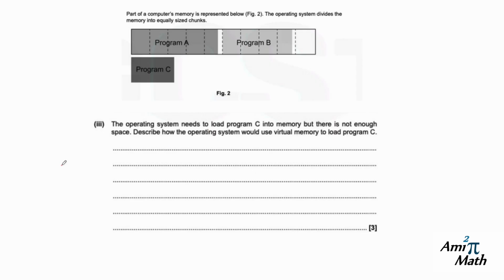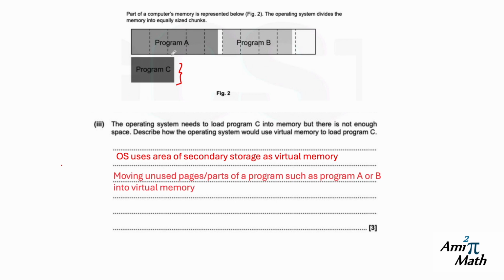The operating system needs to load program C into memory, but there is not enough space. Describe how the operating system would use virtual memory to load program C. So the operating system will create an area of secondary storage as virtual memory. It is going to create this virtual memory so that we can put the programs that are currently not needed into that memory and free up some space for program C. And it moves unused pages or parts of the program, such as program A or program B, into this virtual memory, and it loads program C into this new freed up physical memory.